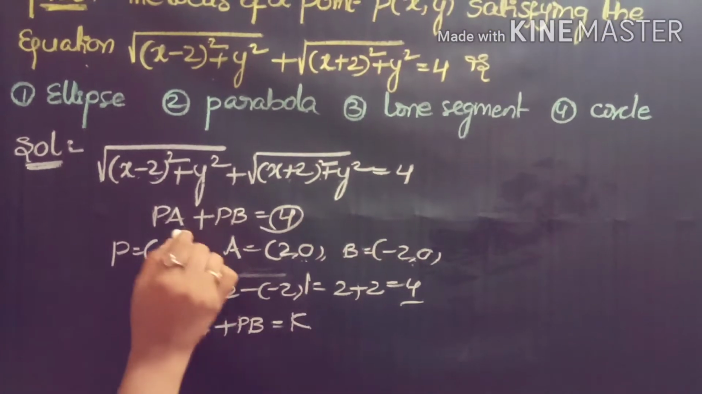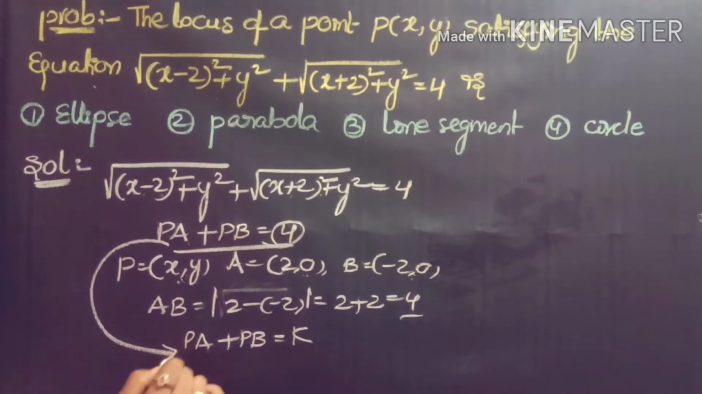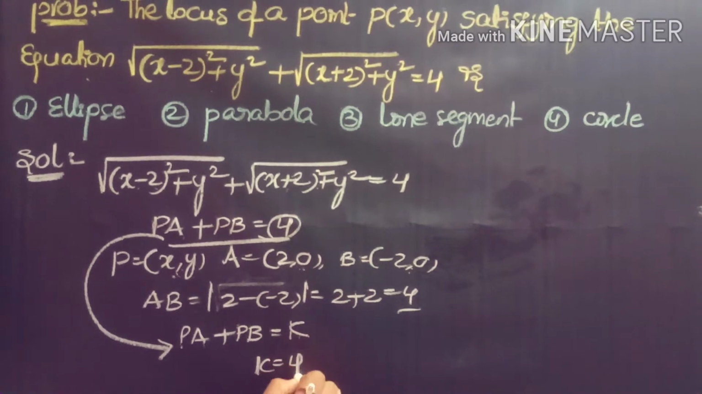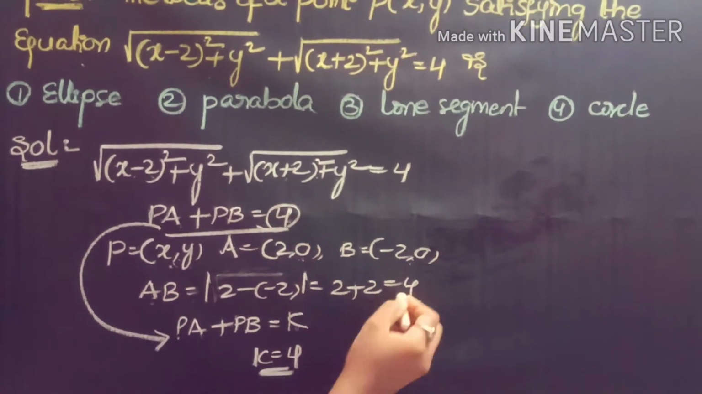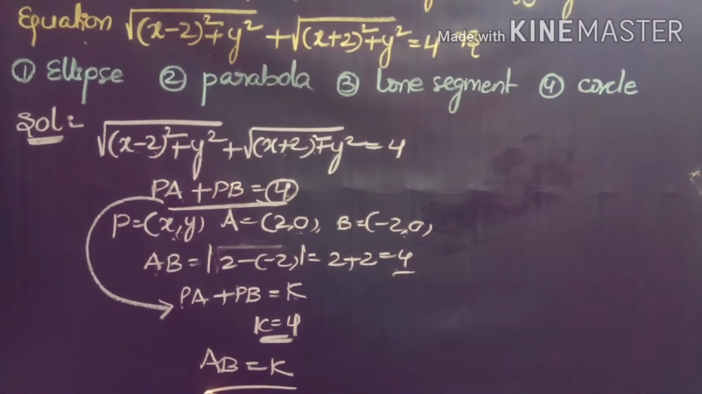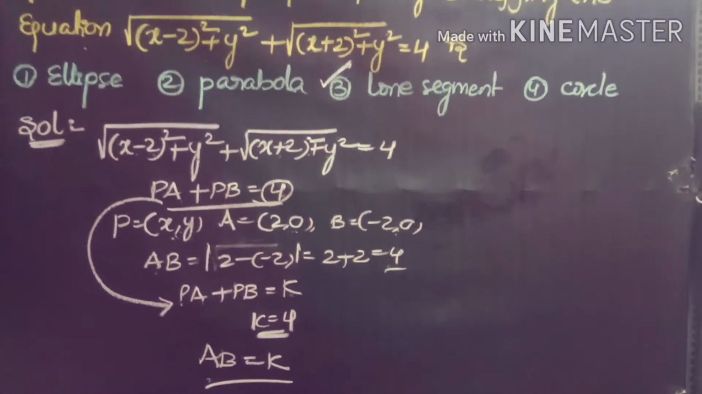Now the equation is PA plus PB is equal to 4. We are comparing this equation with PA plus PB is equal to K. Then what is the value of K? K is equal to 4. When we compare these two equations, we get K is equal to 4. Already we have that AB is equal to 4. That is, AB is equal to K. AB is equal to K means the equation represents a straight line. That is, line segment is the correct answer.